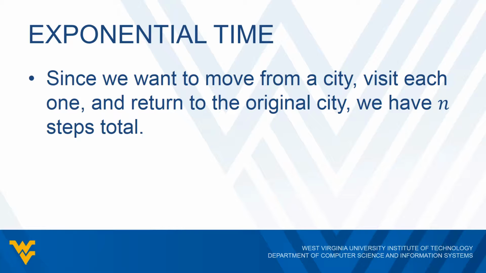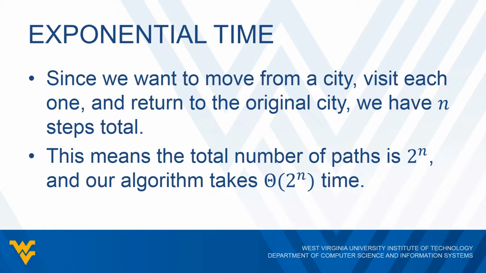And we just said with each step, we are doubling the number of possible paths. So that means the total number of paths that we are going to consider is 2 to the nth power. And that means our algorithm is going to take theta of 2 to the power n time.